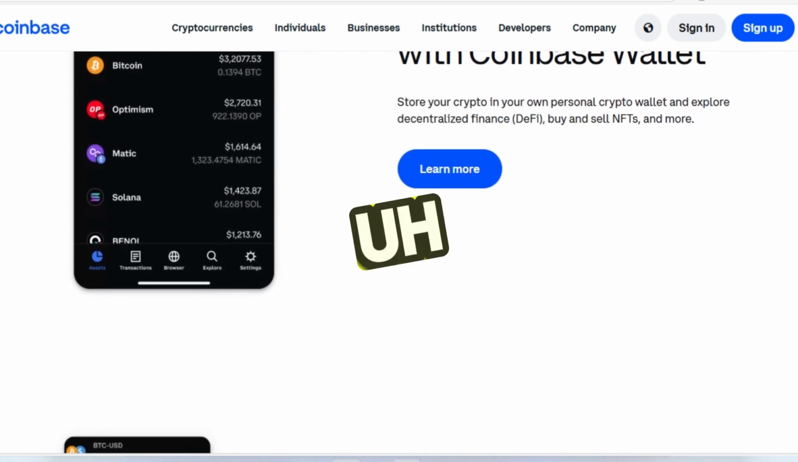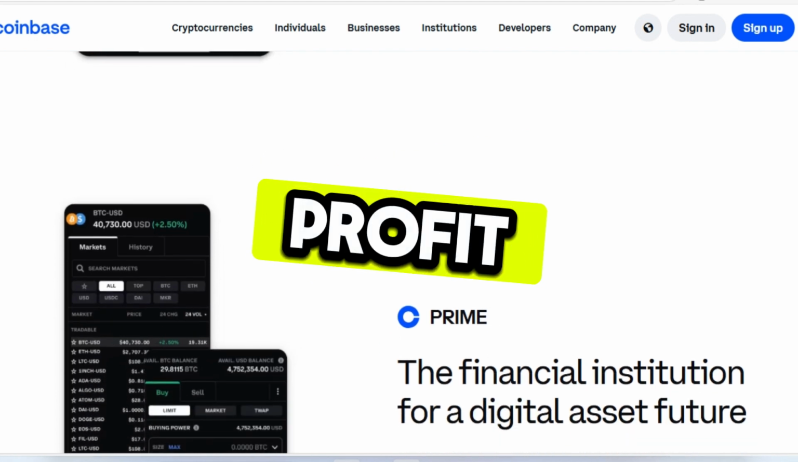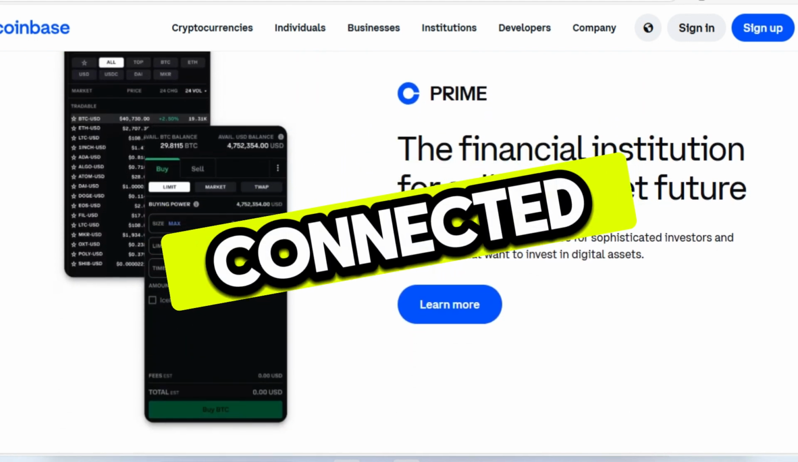Step 6. Close your position when ready. When the price drops and you're ready to take profit, close your short. Profits or losses will be reflected in your connected wallet.